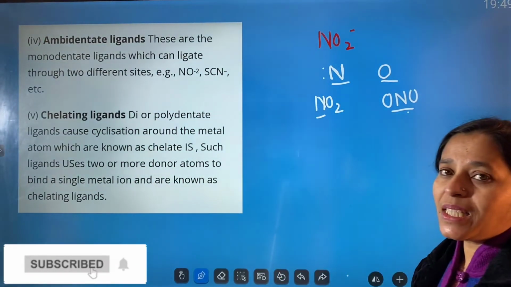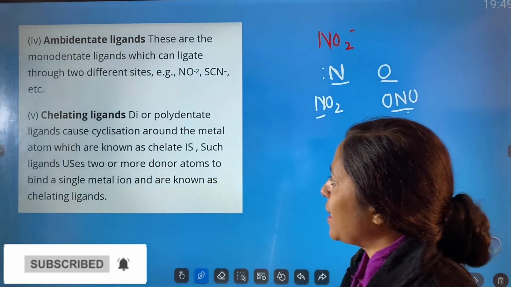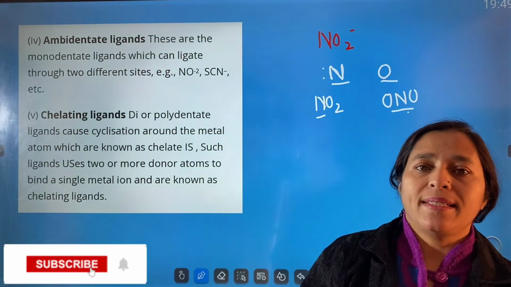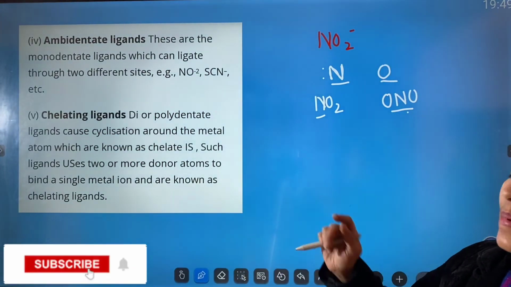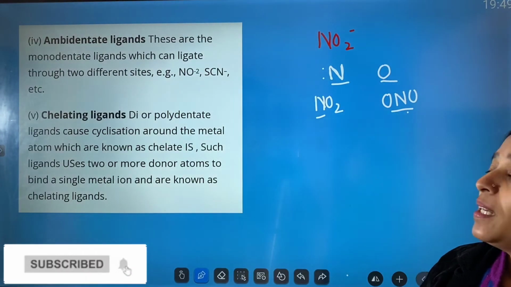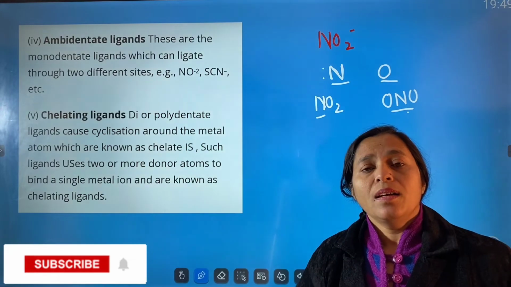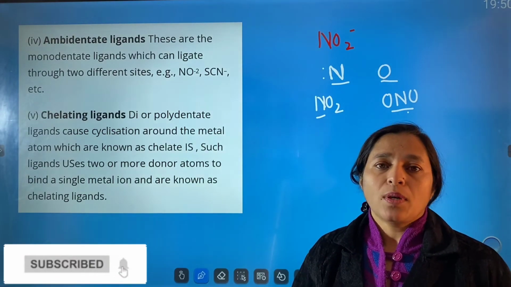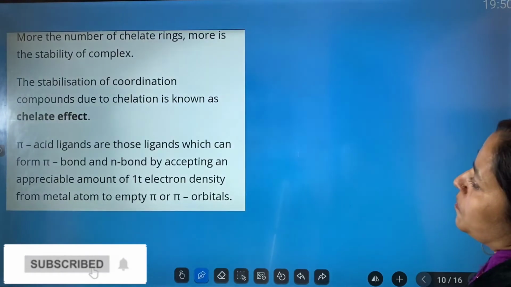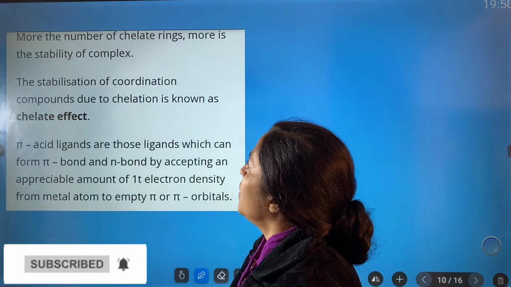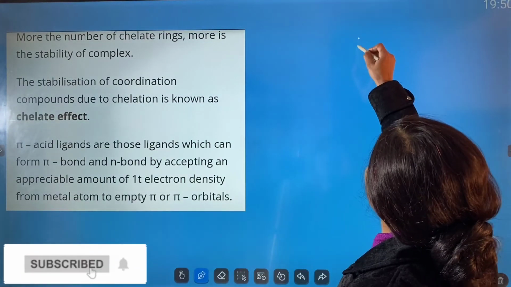The next one is chelating ligands. That is the di or the polydentate ligands. The ligands that we have just discussed are examples of chelating ligands. That is, the ligands having more than one site to be joined with the central metal atom. So here we can see what we have seen in the case of EDTA.